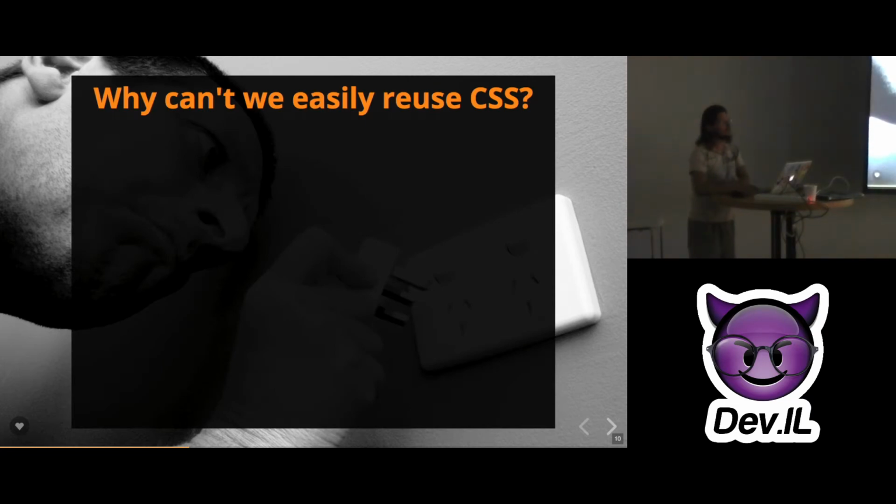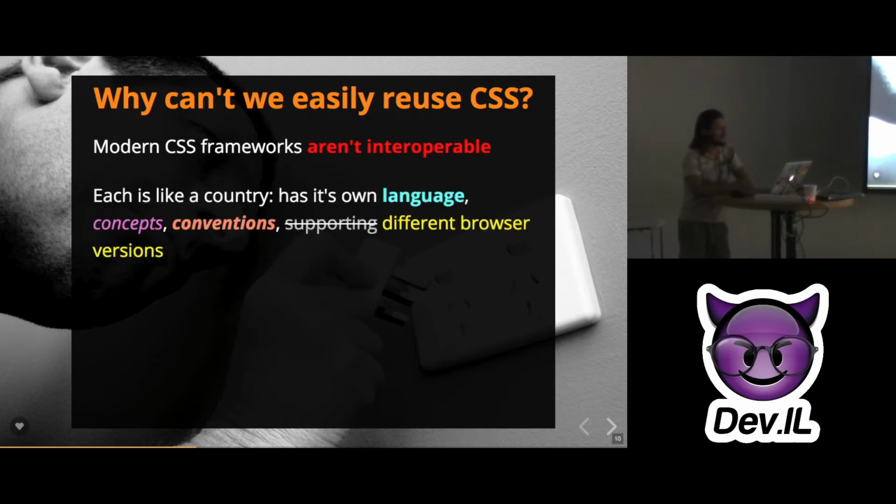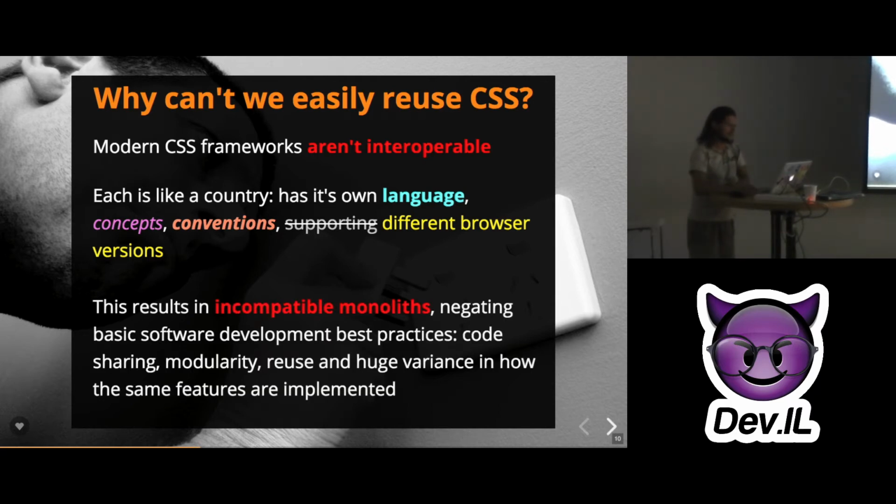Why can't we easily reuse CSS? Modern CSS frameworks aren't interoperable. Each is like a country. It has its own language, concepts, conventions. It supports different browser versions, different layout techniques. It results in incompatible monoliths, negating basic software development best practices, code sharing, modularity, reuse, and huge variance in how the same features are implemented.